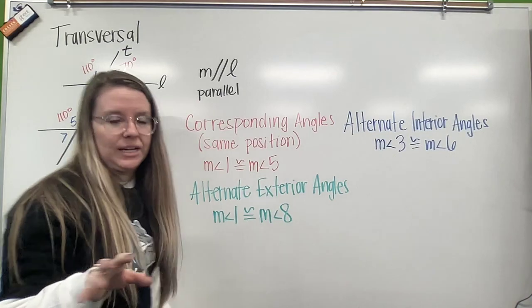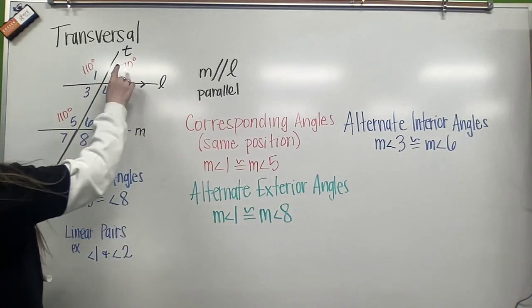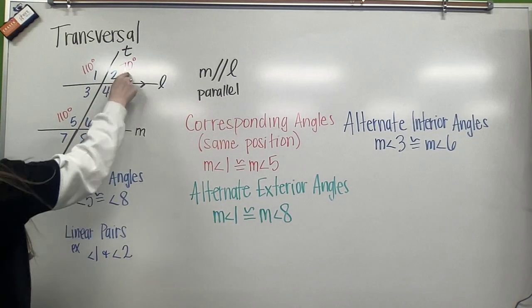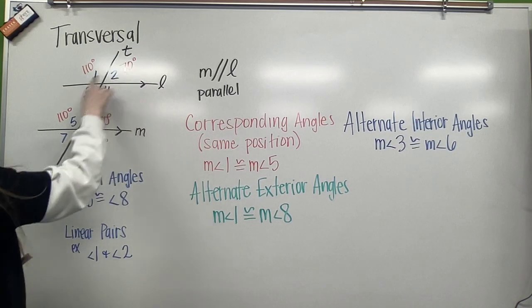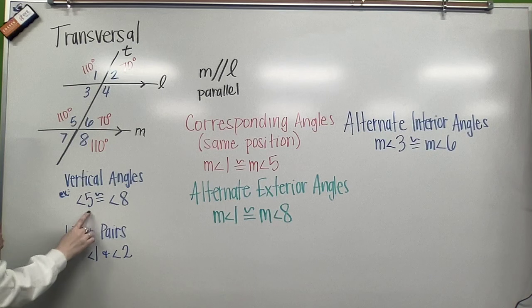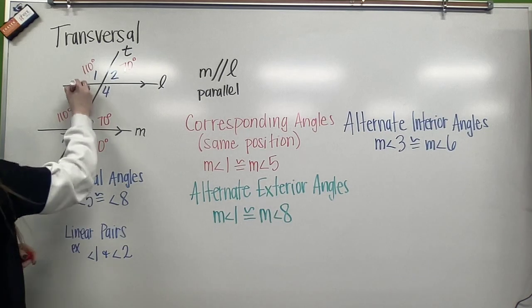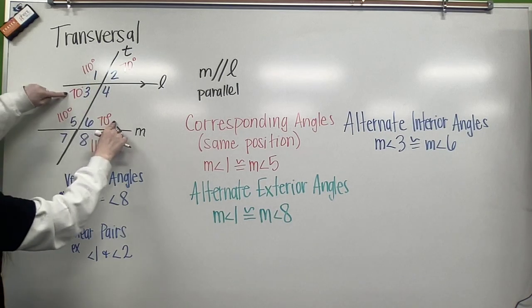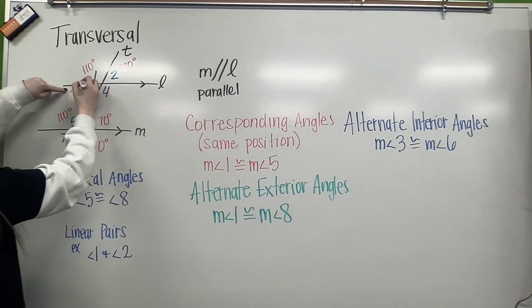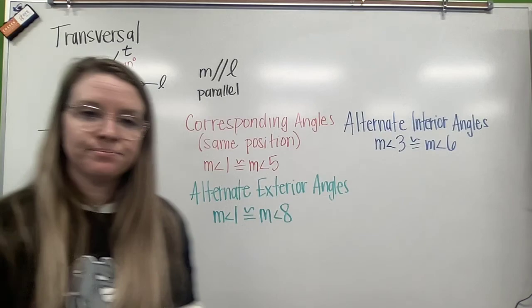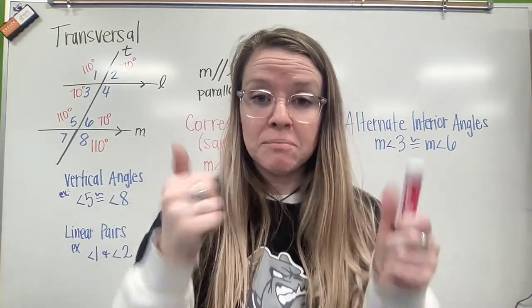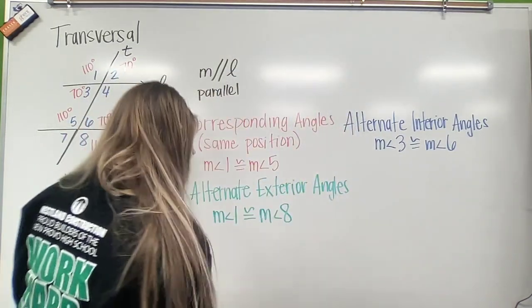So again, let's take a look here. We know that 2 and 6 are 70 degrees because they're corresponding. 2 and 3 are also congruent because they're vertical angles. And now we see 3 and 6 are congruent because they're alternate interior. Okay? Okay, one more set here and we'll call this good.